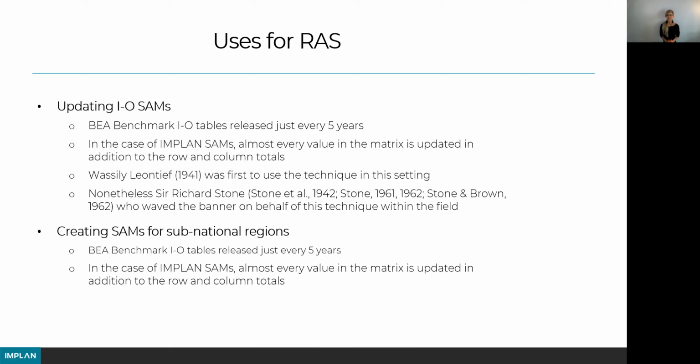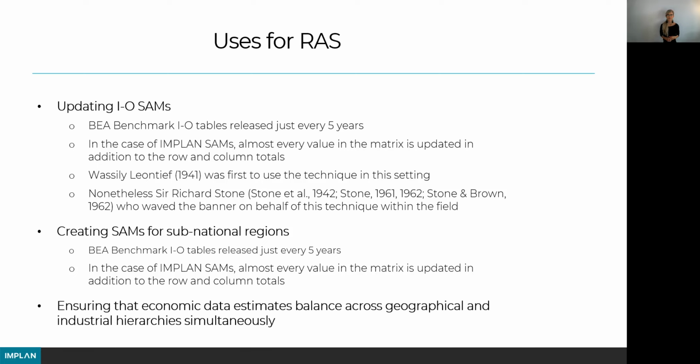And then also creating SAMs for sub-national regions. Those BEA benchmark IO tables that are released every 5 years are just for the country as a whole. And so we at IMPLAN create SAMs for every state in the nation, every county in the nation, every zip code in the nation, as well as statistical metropolitan areas and congressional districts. Once you regionalize a SAM, you have to balance it again. And then also ensuring the economic data estimates balance across geographical and industrial hierarchies at the same time.